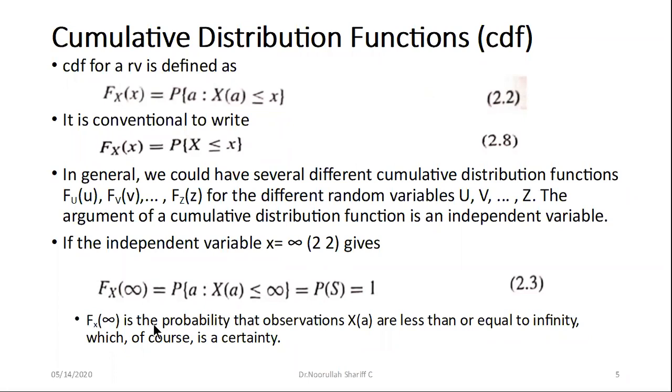So Fx(infinity) is the probability that the observation X(A) is less than or equal to infinity, which of course is a certainty, definite. So the value one is a certainty. Maybe I should have made it bold to make it clear that it is a certainty.